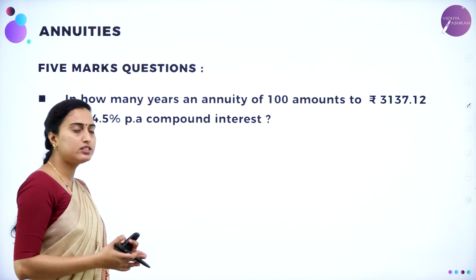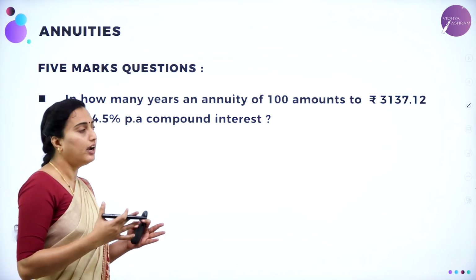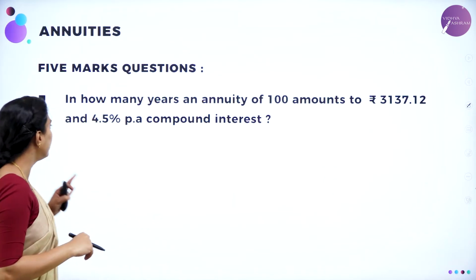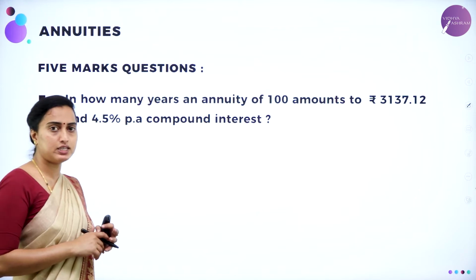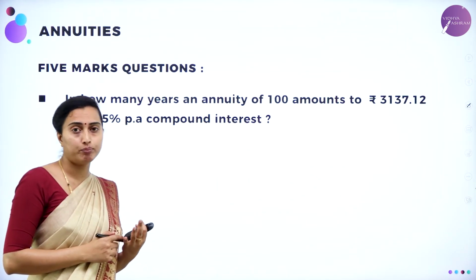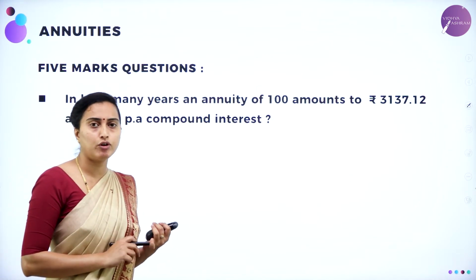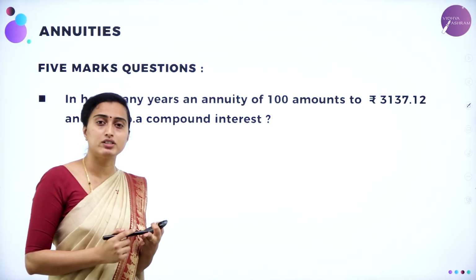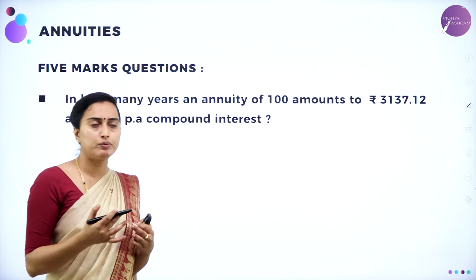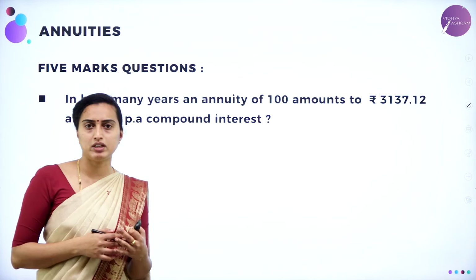In how many years does an annuity of 100 amount to 3137.12 at 4.5% per annum compound interest? They've asked you to use compound interest, so you need to remember the formula from the simple interest and compound interest chapter. I'm going to write the formula here. No need to go through the whole chapter. If you remember it, that is enough.